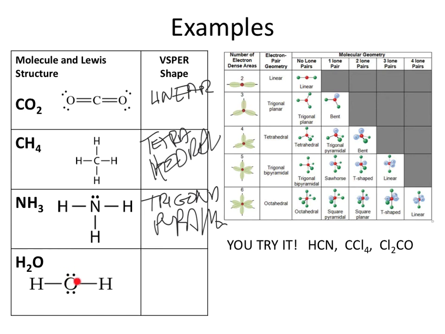How many of them are lone pairs? There are 2 lone pairs. So we look over to 2 lone pairs, 4, and we see that that's bent. And we know that from the fact that we know that water is bent. We've talked about that in class, so we know that's bent, all right?